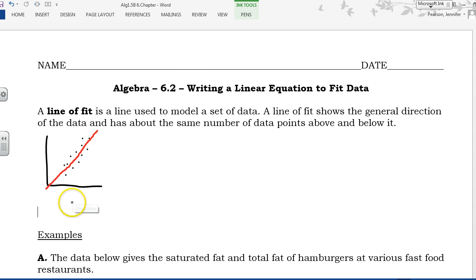Some examples of bad lines. Okay, so if I have a line going maybe right here, it's in the middle. I have half on one side, half on another side, but it's going the wrong direction. And maybe a line right here would be a bad line. It's going the right direction, but it's not in the middle of the points. So it needs to go the right direction and kind of be in the middle. Same number above and below.